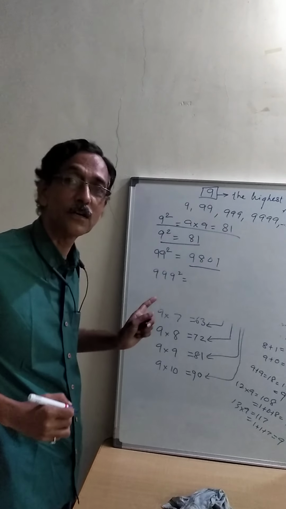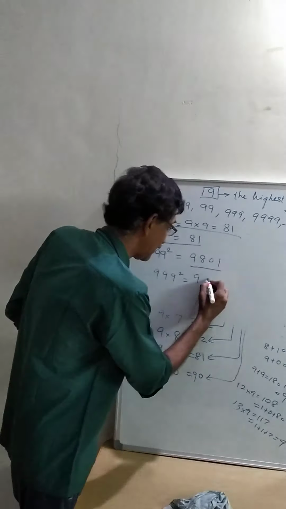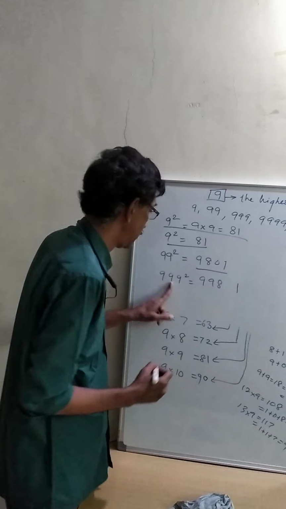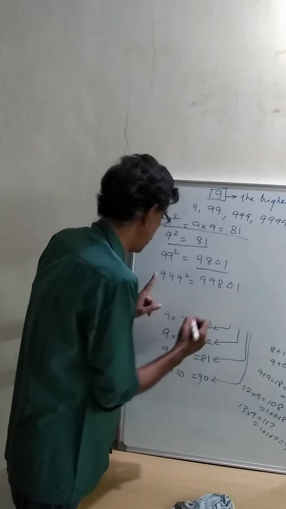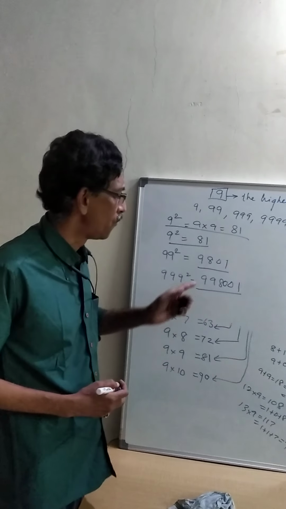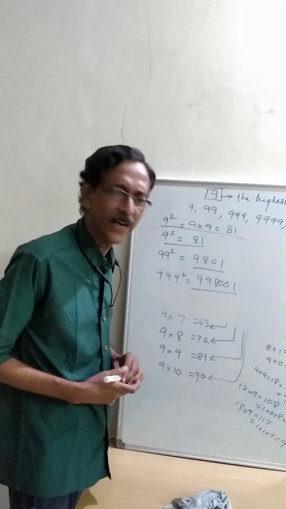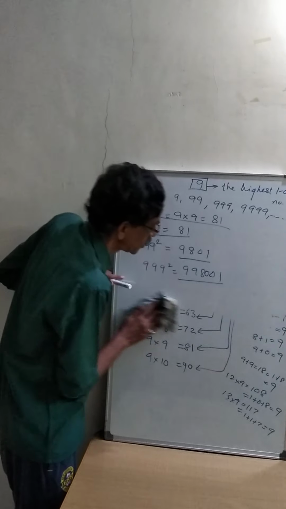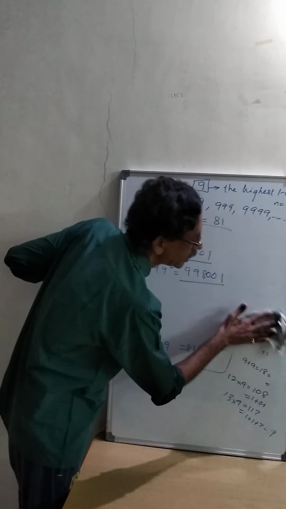Now we look at 999 square. One number before 999 is 998. 9 minus 8, 1. 9 minus 9, 0. 9 minus 9, 0. Answer is this. Very simple. Quite interesting. So you can go on and find out the squares of numbers which have 9.